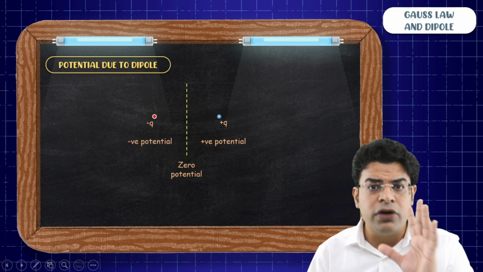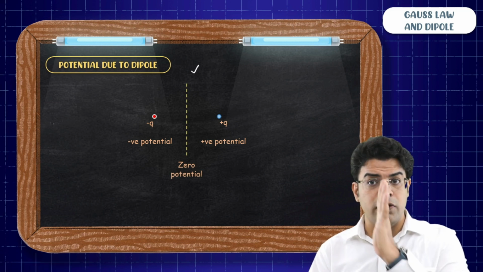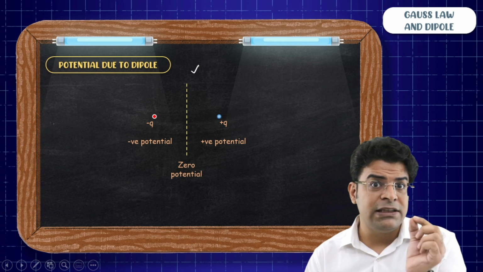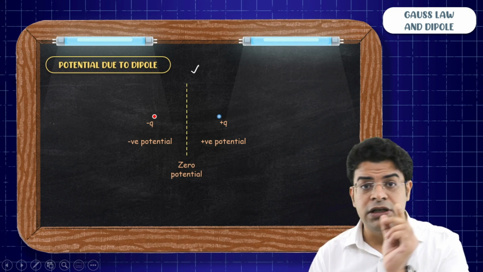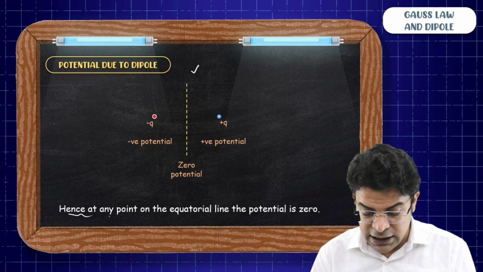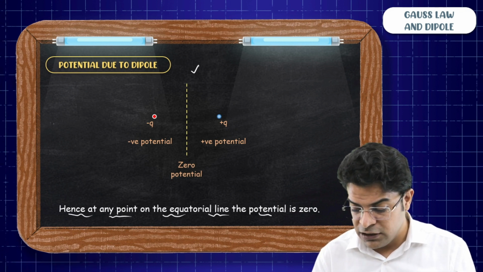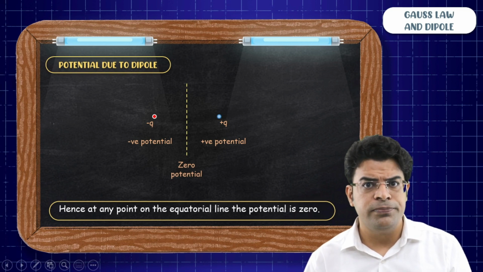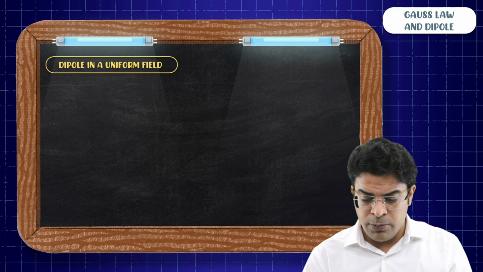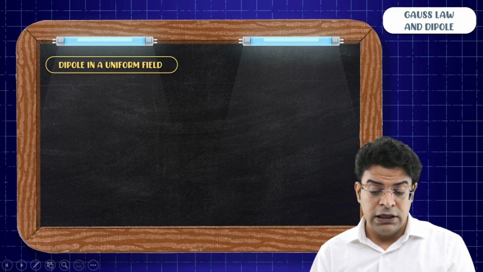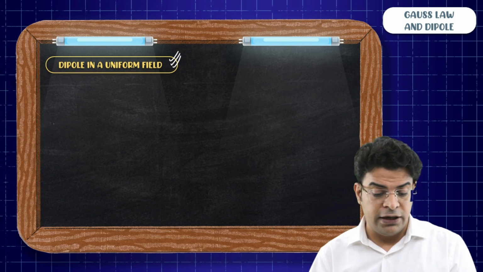What you need to remember here is that on the equatorial plane, since each point is at same distance from negative and positive charge, at each point the potential is zero. Hence, at any point on the equatorial line, the potential is zero. This is something you need to remember. Now let's talk about the most important thing we need to know about dipole. That is dipole in a uniform electric field.